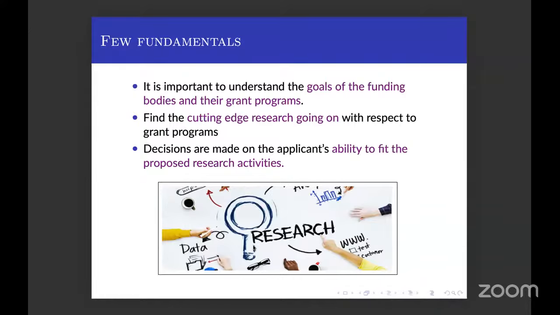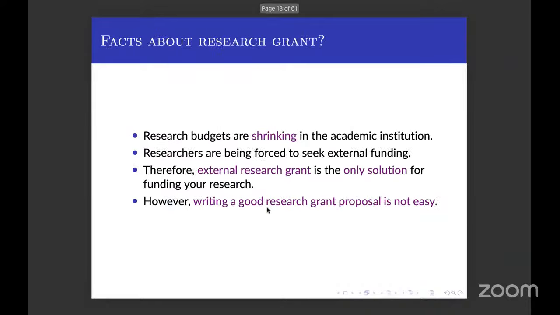So coming to the next part, facts about research grants. We should understand what the present facts are. Research budgets are shrinking in academic institutions. Your academic institutions will never give money for research budgets, and this is happening throughout the world. Researchers are being forced to seek external funding, so you have to depend on external funding. Therefore, an external research grant is the only solution for funding your research.